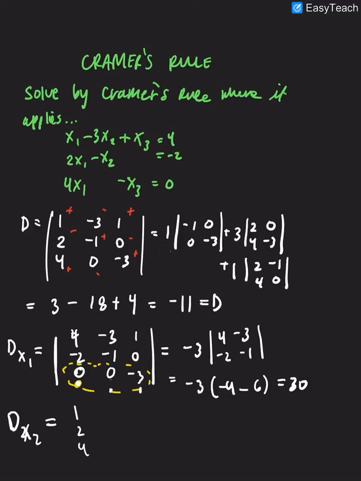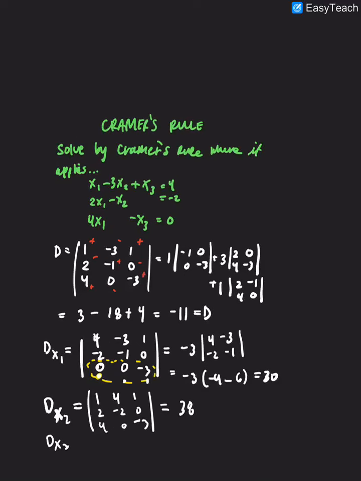So dx2 is going to equal 1, 2, 4, 4, -2, 0, 1, 0, -3. Okay? And then if you were to compute that, you're going to get 38. And if we do the same with dx3, you'll get 1, 2, 4, and that is my dog snoring, -3, -1, 0, and then we'll substitute the constants here for negative 2, 0.